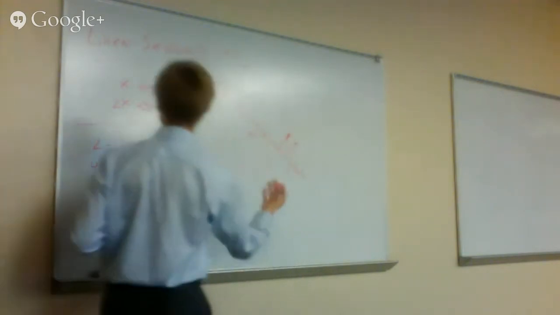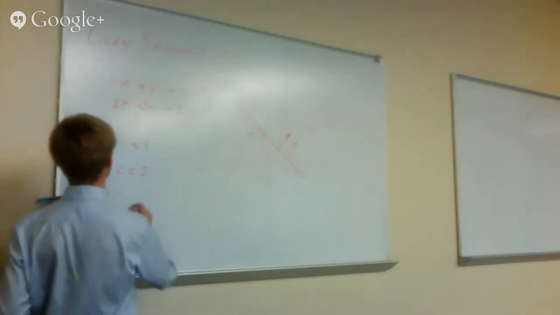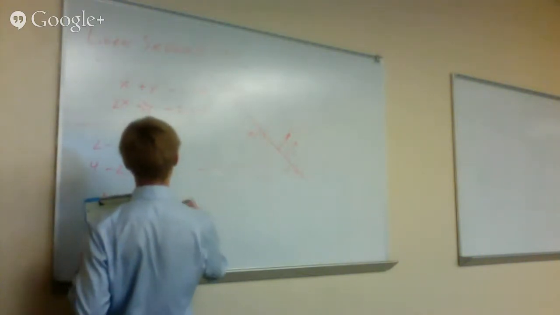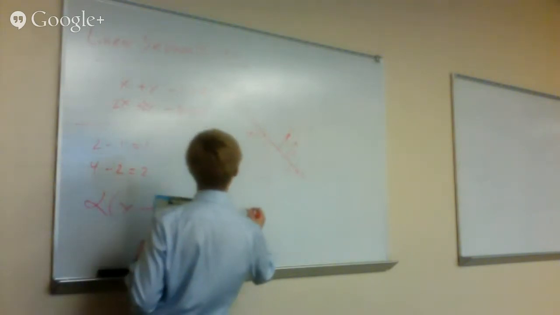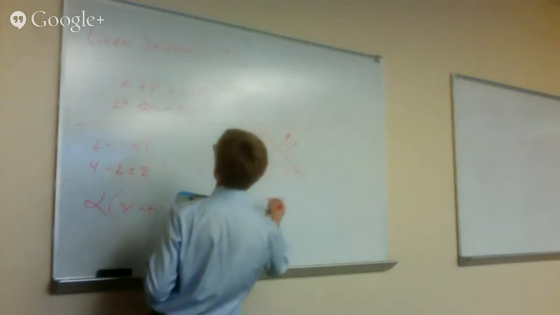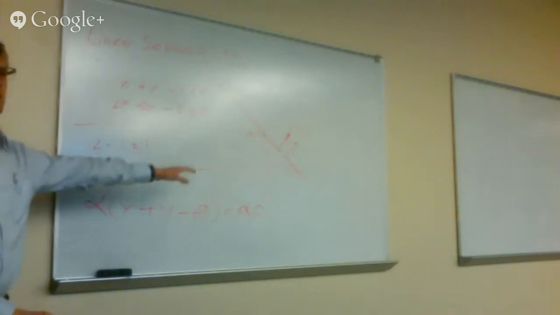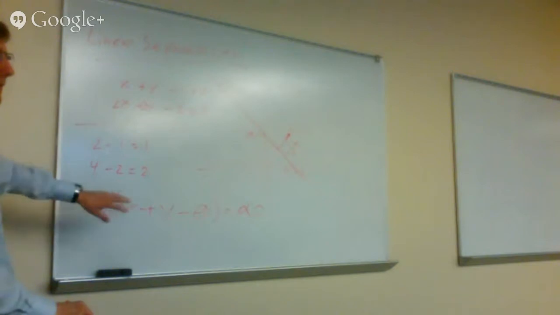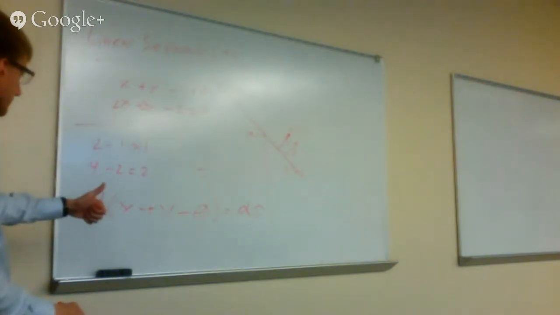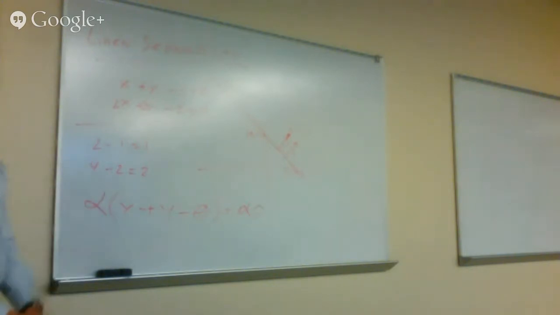And in general, we can multiply this whole thing by alpha, right? Alpha times (x plus y minus theta) equals alpha times 0. And alpha times 0 is always going to be 0, and any multiple of that hyperplane will be the same hyperplane. So I hope that answers your earlier question.